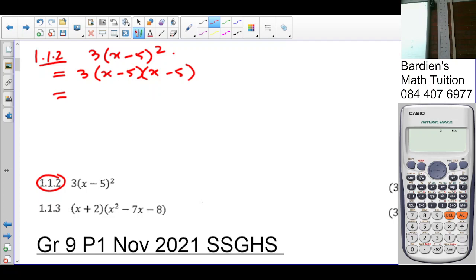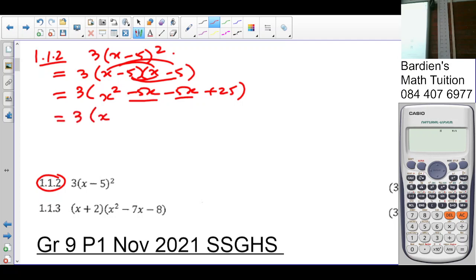I also saw somebody's book where they got 3 into x squared minus 25, or even plus 25. That is also wrong. Because it's a binomial and it's been squared, I must write that twice. Now I'll multiply it out. x times x is x squared, x times negative 5 is negative 5x, minus 5x plus 25. Again, minus 5x minus 5x does not cancel, so it gives you negative 10x. So it's 3 into x squared minus 10x plus 25. Now you multiply the 3, which gives you 3x squared minus 30x plus 75.